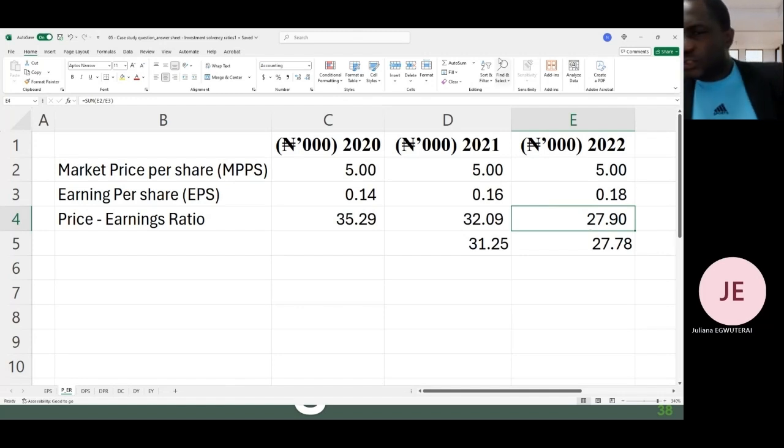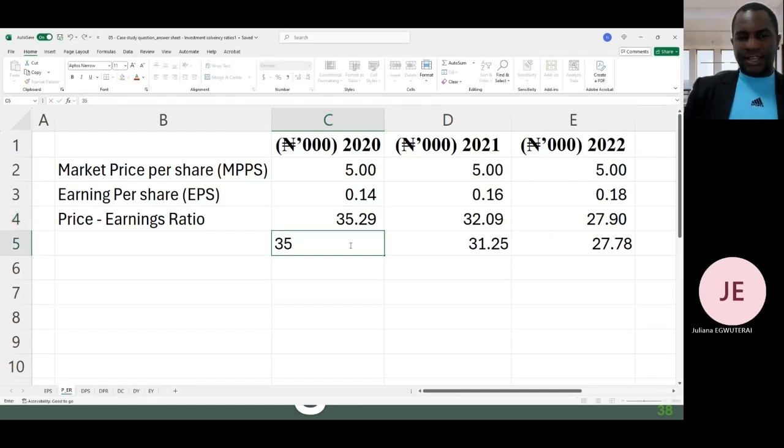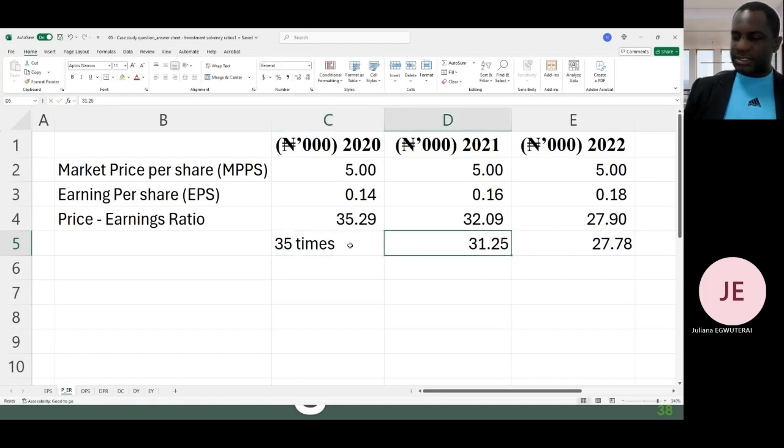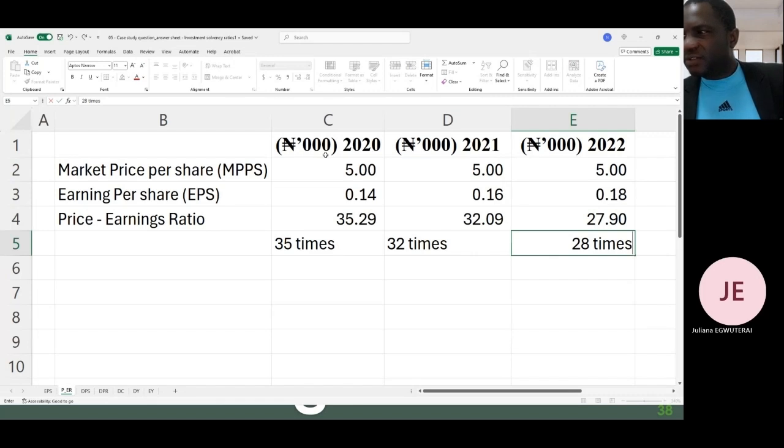All right. So what it means is that for the earnings of the company, now the price to earnings is about 35 times. That is what it means. So if we approximate this, this is 35 times. This is 32 times, let's say. This is 28 times. So it means that investors are willing to pay 35 times, 32 times, 28 times the company's earnings per share for one share of stock.